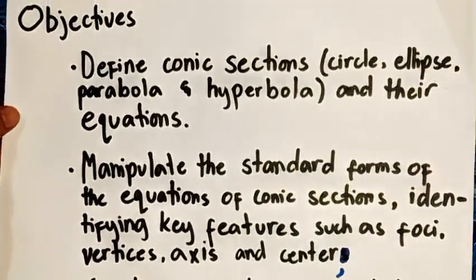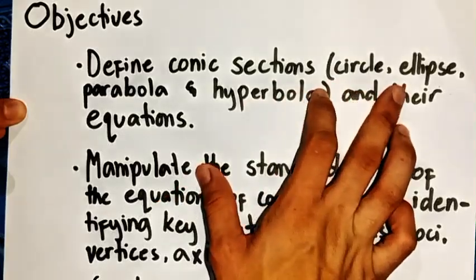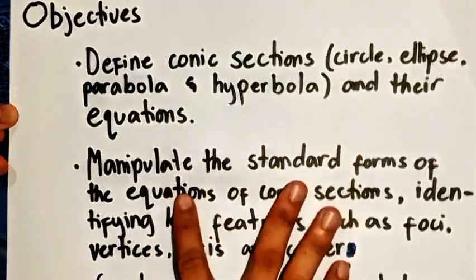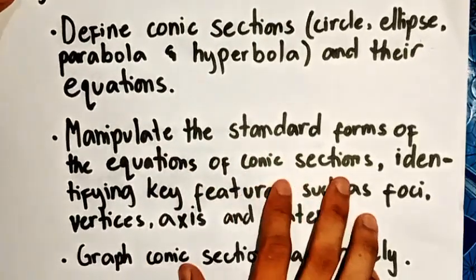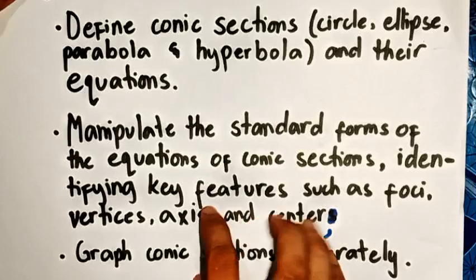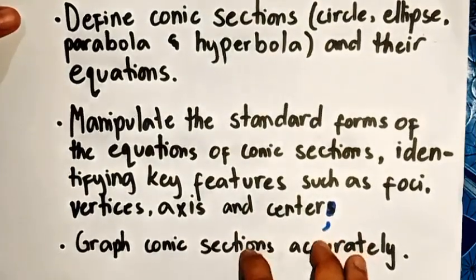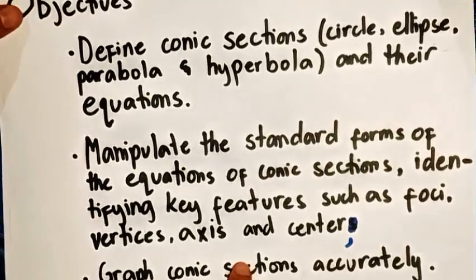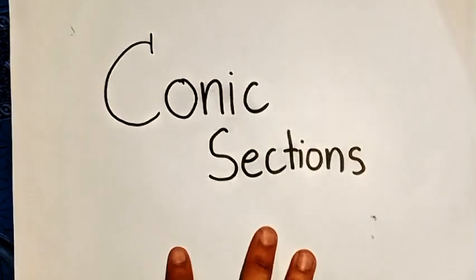Today we're going to discuss conic sections. At the end of this video, you're able to define conic sections: circle, ellipse, parabola, and hyperbola under equations. Manipulate the standard form of the equations of conic sections, identifying key features such as foci, vertices, axis, and center. And lastly, graph conic sections accurately. So without further ado, let's start and do this topic.